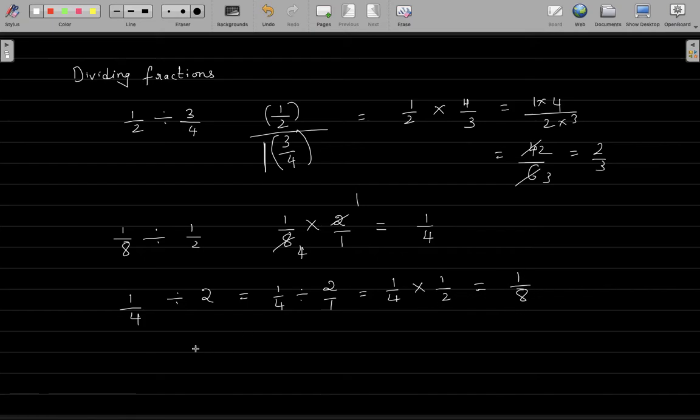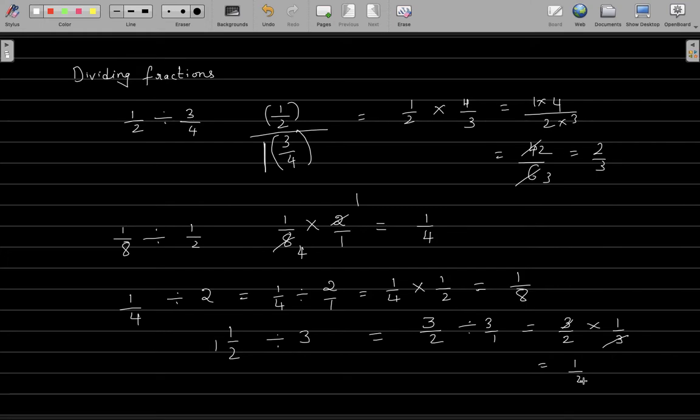You understand? Suppose I have a mixed fraction, 1 and 1 by 2. Now I want to divide this by, say, 3. How am I going to do this? First convert the mixed fraction into an improper fraction. That is 2 times 1 is 2, plus 1, this is 3, so 3 by 2, divided by 3 by 1, because 3 is nothing but 3 by 1. Now you can do the same procedure. Take 3 by 2 as it is. Change the division sign to multiplication sign by taking the reciprocal of the second fraction. This should give you 3 and 3 gets cancelled, leaving you with the new fraction 1 by 2.